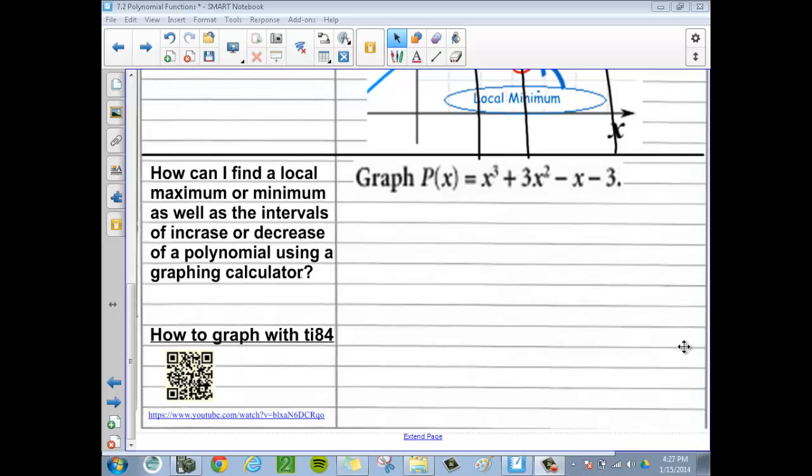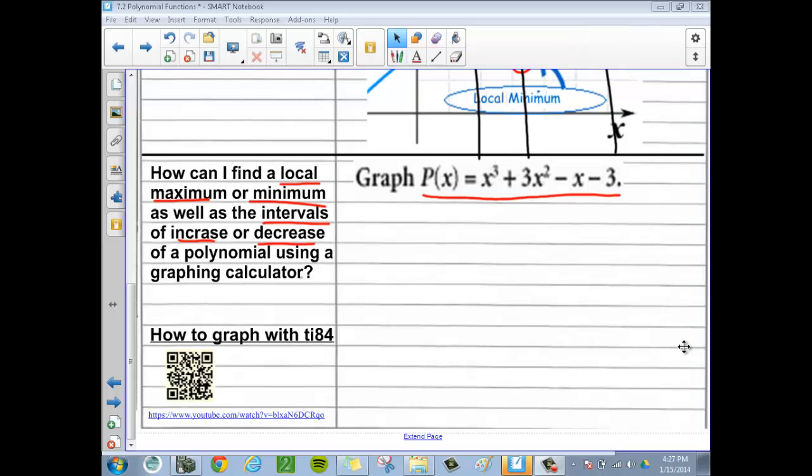Okay, the next question we need to answer is if you're given an equation, say p of x is equal to x to the third plus 3x squared minus x minus 3, and I ask you to find the local maximum or minimums as well as the intervals of increase and decrease for that polynomial. How can you do that? Well, there's some hard ways to do it and there's some easy ways to do it. And I would rather show you the easy way, but that requires a graphing calculator.